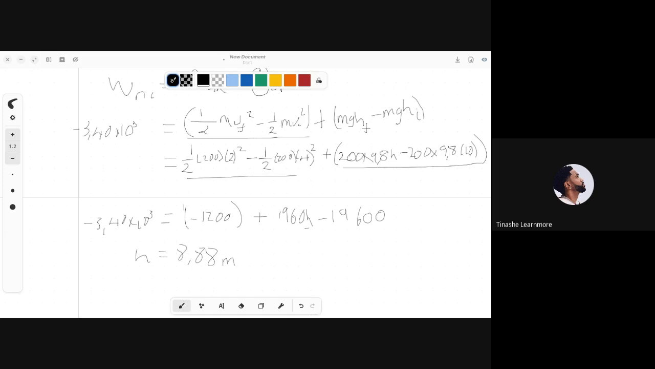So shall we then move to electrostatics? Thumbs up if you guys have any queries. We can move to the next one. All right, so let's go into electrostatics.